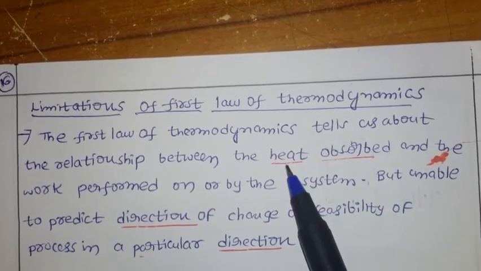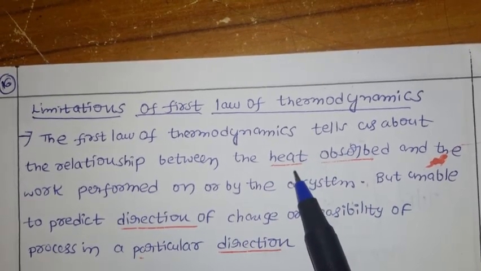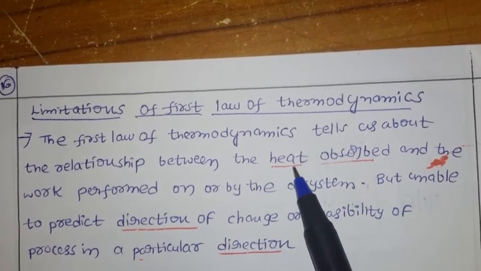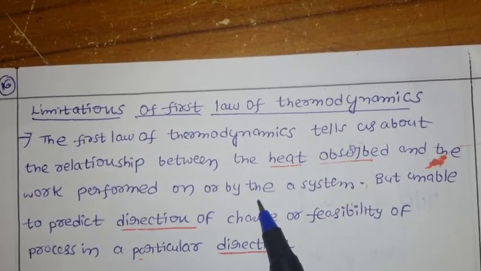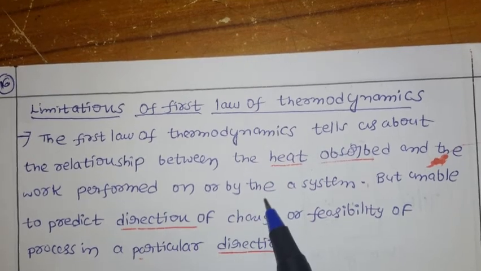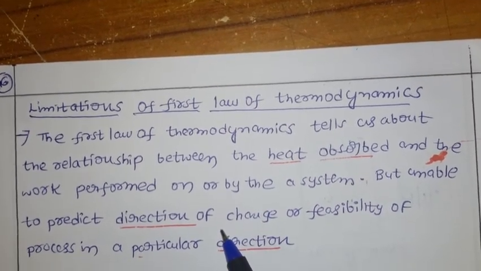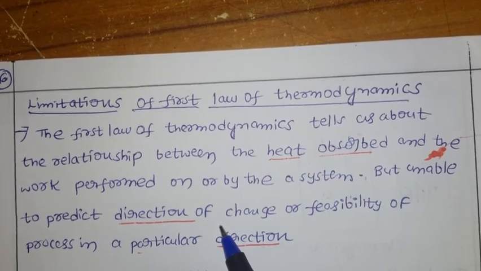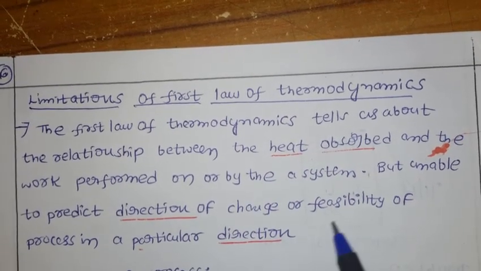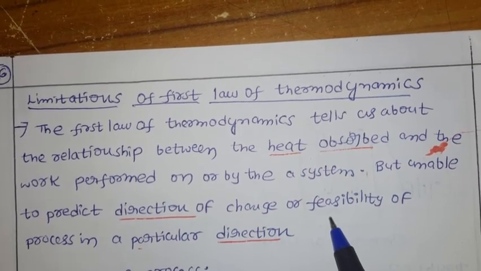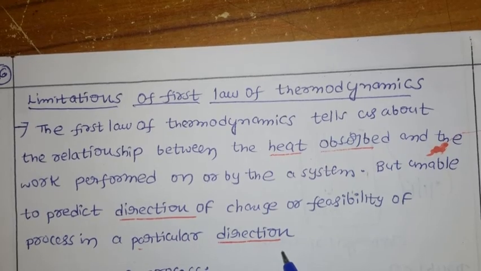So what happened here? The first law of thermodynamics discusses how much heat is absorbed or evolved. Already we saw the piston work, the pressure-volume work, how much work is done on the system by the system. But it is not able to tell the direction, meaning whether the reaction is going in the forward direction or the backward direction, or whether the reaction is possible or not. Feasibility means whether the reaction is possible or not, and that is not discussed in the first law of thermodynamics.